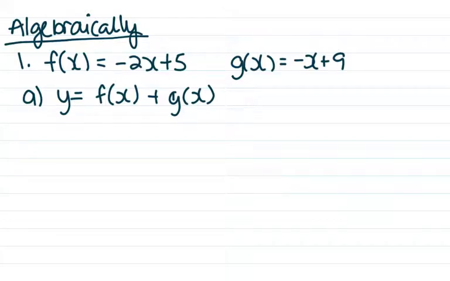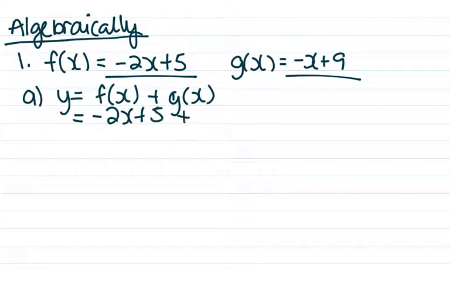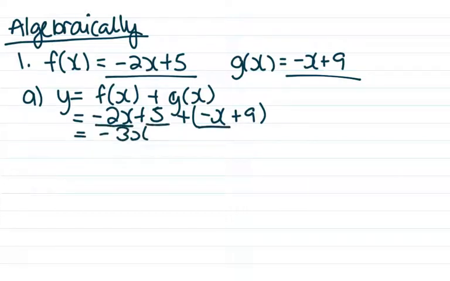So basically all we're going to do is we're going to take this function f of x, negative 2x plus 5, and we're going to add it to g of x, which is negative x plus 9. So this equals negative 2x plus 5 plus negative x plus 9. And now we're just going to combine like terms and simplify until it's as simple as it can be. So negative 2x minus x is negative 3x, and 5 plus 9 is 14. So I have negative 3x plus 14. I can't simplify this any further, so this is now our new function. We have now added f of x and g of x.